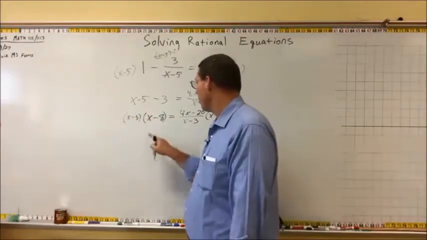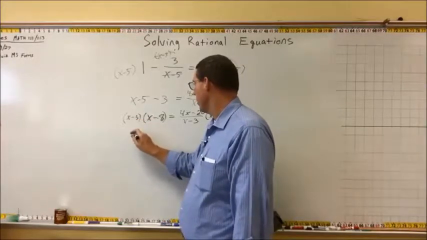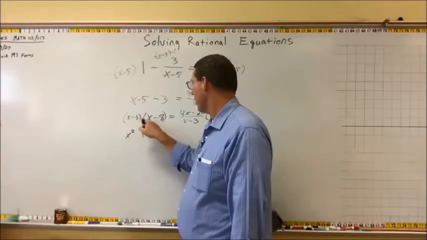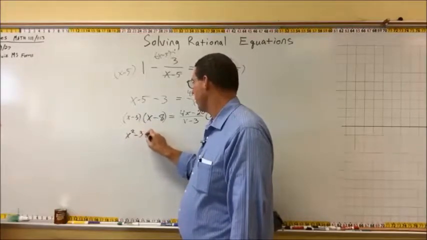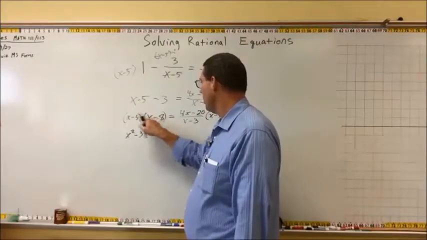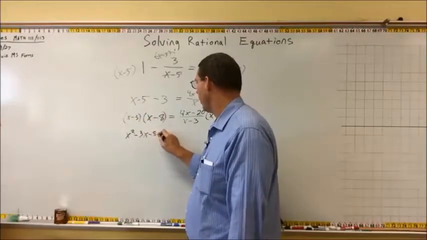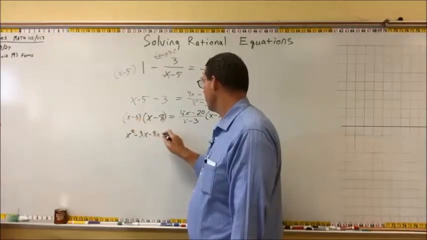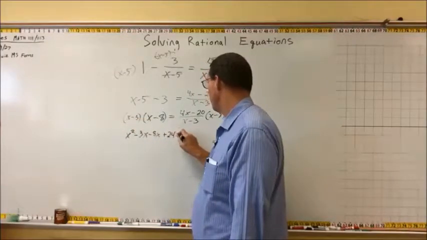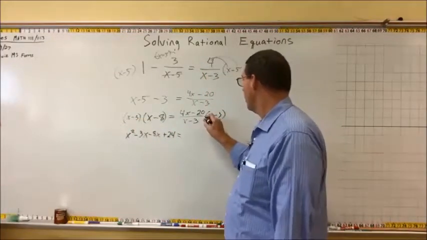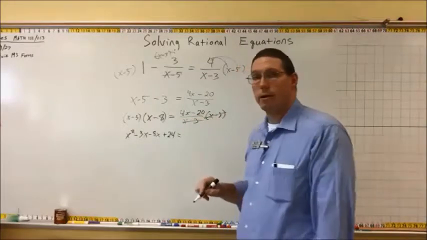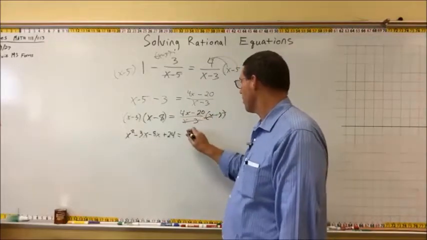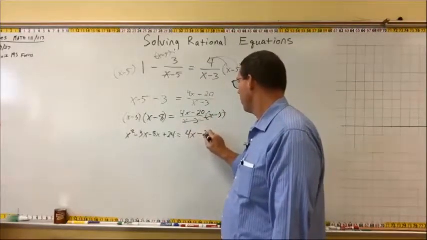Okay? And if you were to do that, x times x is x squared. x times negative 3 is negative 3x. Now, negative 8 times x is negative 8x. Negative 8 times negative 3 is positive 24. On this side, it's just simply going to cancel the denominator, and all we have left is 4x minus 20.